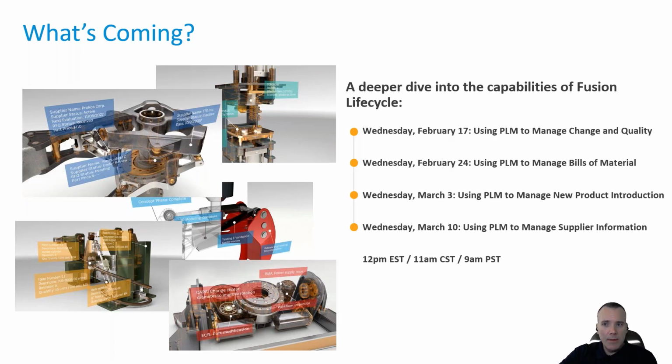But again, this is the first webcast in a series where we'll be taking a pretty deep dive into the functionality of Autodesk's PLM offering called Fusion Lifecycle. So next week, February 17th, each of these will be on a Wednesday, just like today, we'll be talking about change and quality and using PLM to manage those. The next week, February 24th, we'll be talking about bills of material. March 3rd, new product introduction. March 10th, managing supplier information. So those will be at the same times on Wednesday mornings.